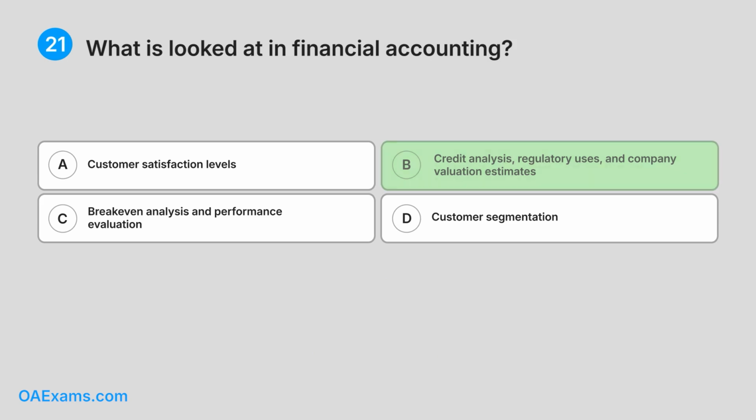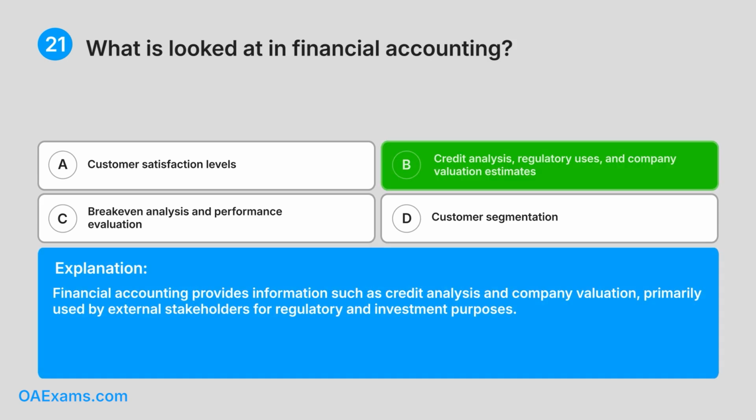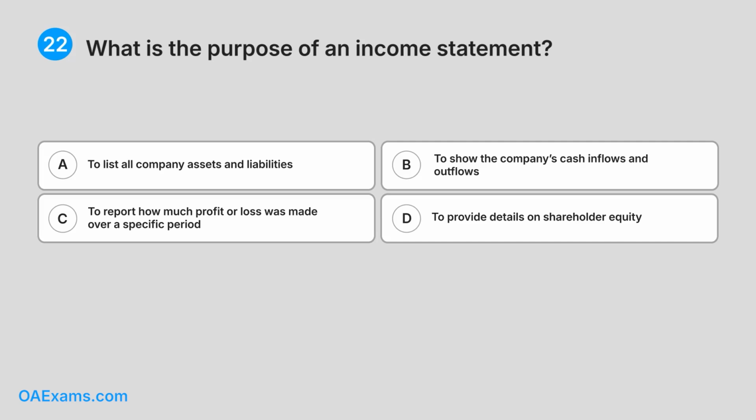Correct answer. B. Explanation. Financial accounting provides information such as credit analysis and company valuation, primarily used by external stakeholders for regulatory and investment purposes. 22. What is the purpose of an income statement? A. To list all company assets and liabilities. B. To show the company's cash inflows and outflows. C. To report how much profit or loss was made over a specific period. D. To provide details on shareholder equity. What do you think is the answer?